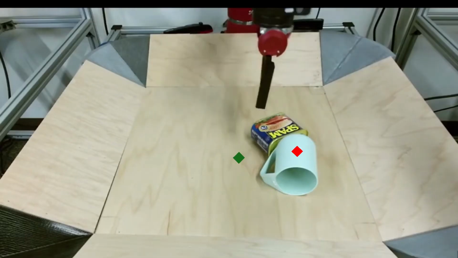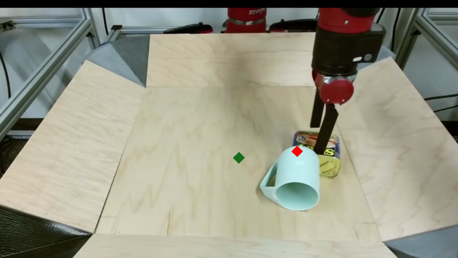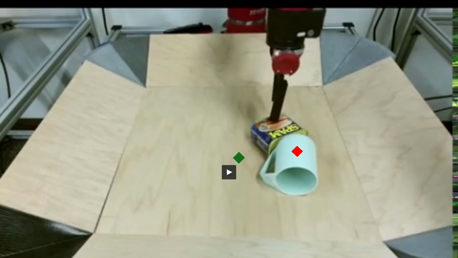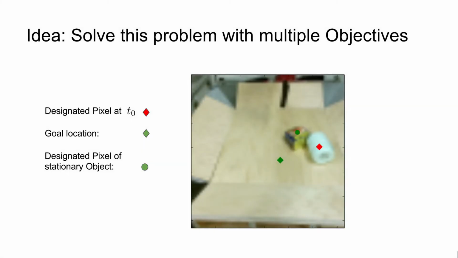This task requires the robot to move around the can of Spam in order to push the cup to the left. When executing Visual MPC on this task, the arm collides with the obstacle and the task fails. To avoid this problem, the model needs to find a way around the obstacle. We try to solve this problem by defining a second cost to avoid pushing the can of Spam away from its original position, thus forcing the planner to move around it.